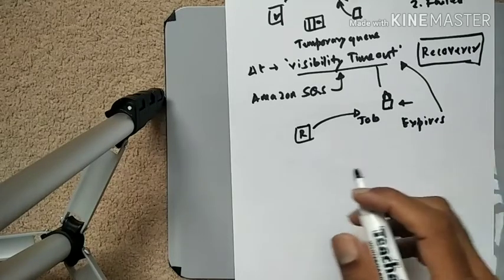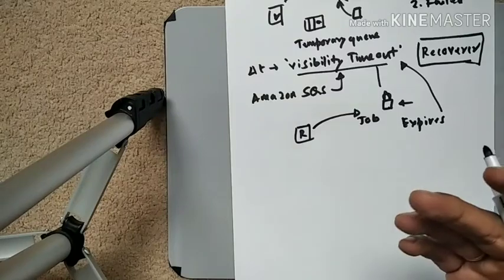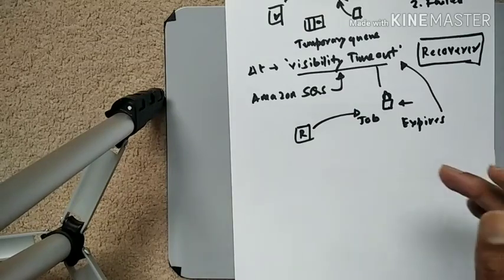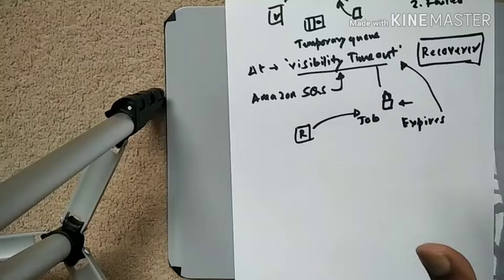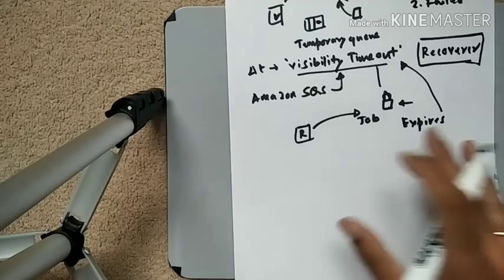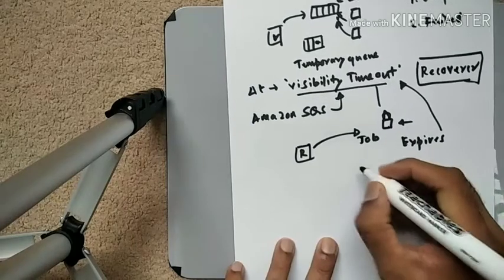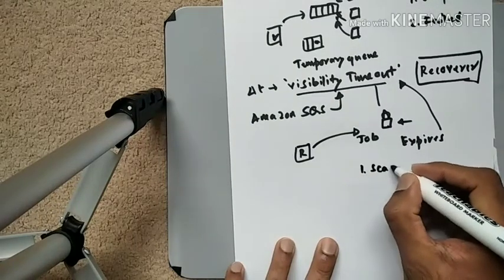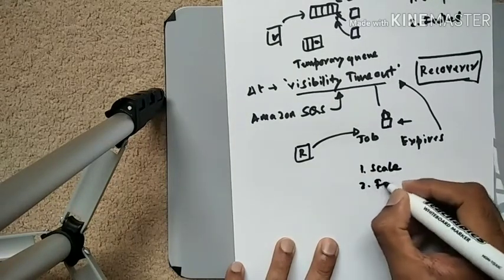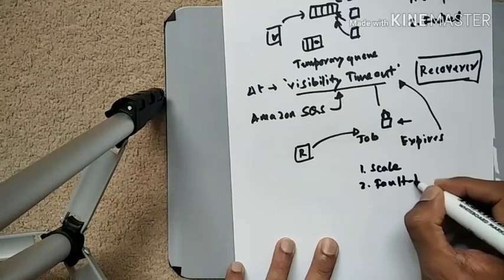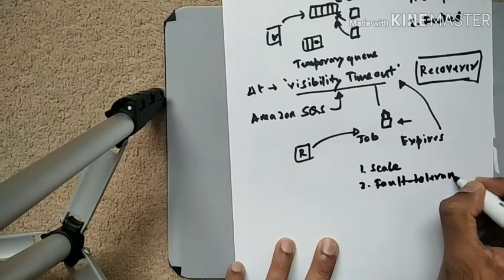Alright, so now we have pretty much designed all the components necessary to implement our job queue. This design essentially covers all aspects, which is scalability, fault tolerance, and recovery of jobs.